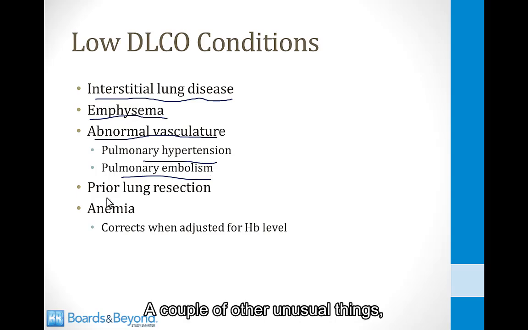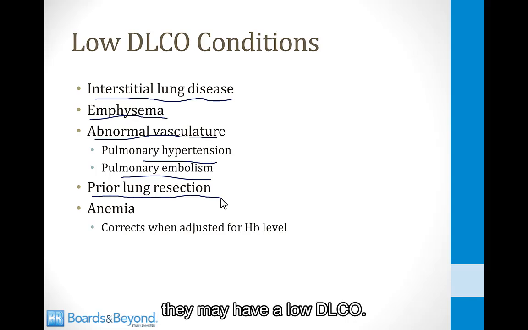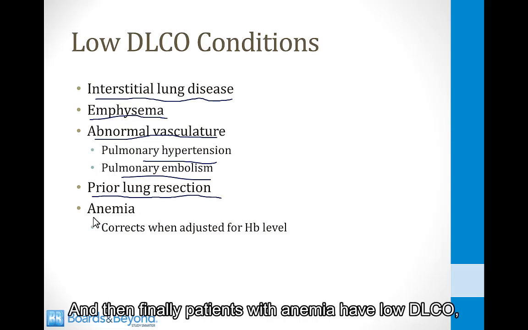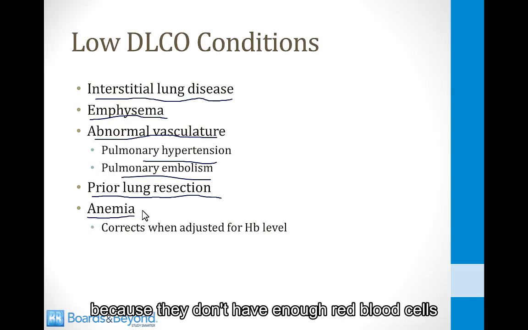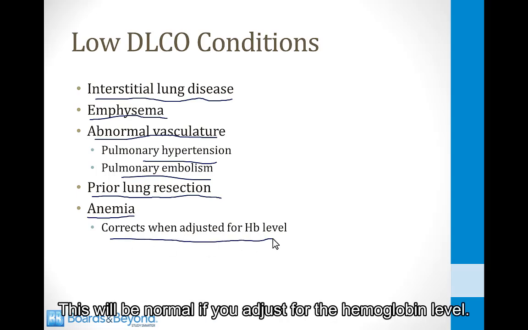A couple of other unusual things: if someone's had a lung resection for a tumor, they may have a low DLCO. Their alveoli are healthy, but they just have fewer alveoli around because the surgeon removed some of them. And then finally, patients with anemia have low DLCO because they don't have enough red blood cells to pick up the carbon monoxide. This will be normal if you adjust for the hemoglobin level.